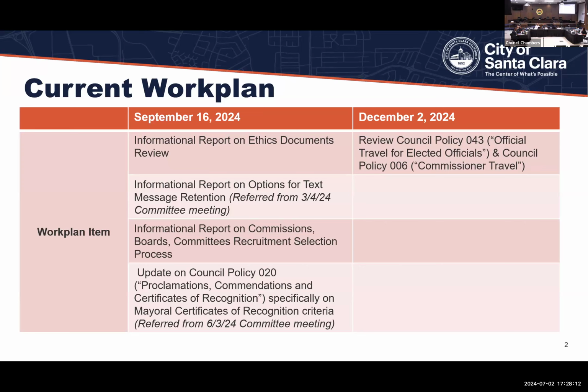The next item, a fifth item that we will add, is coming back on meeting management protocol. That was item 3 on today's agenda, and so that will come back on your September 16th meeting. Next, on December 2nd, we will review City Council Policy 043, official travel for elected officials, and Policy 006, Commissioner travel. And then also referred from this meeting, which we will add, is coming back on Chapter 2.155, lobbyist activities, for your December meeting, as the city attorney just mentioned in item 4 on today's agenda.